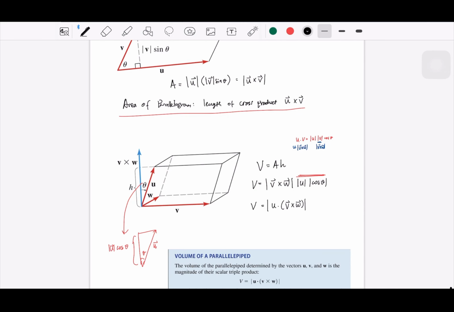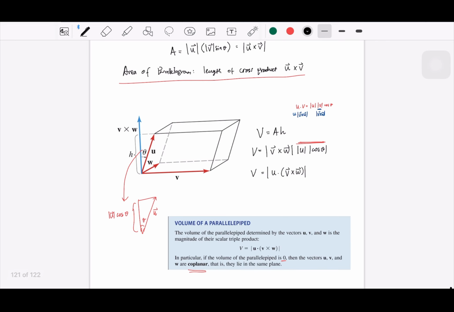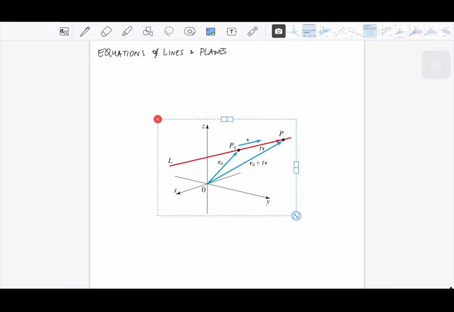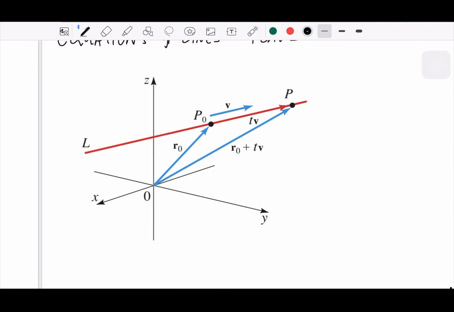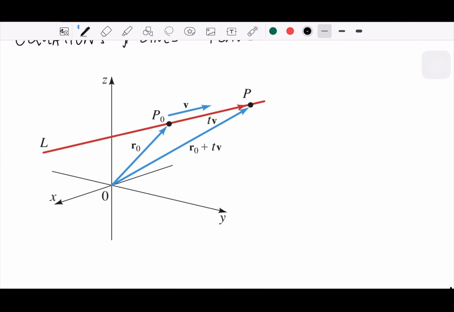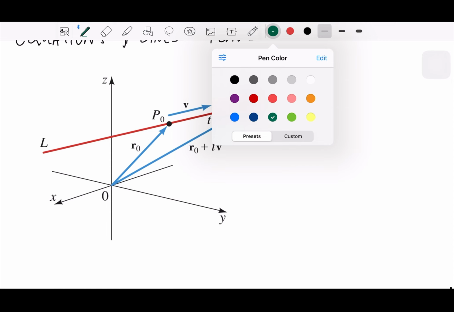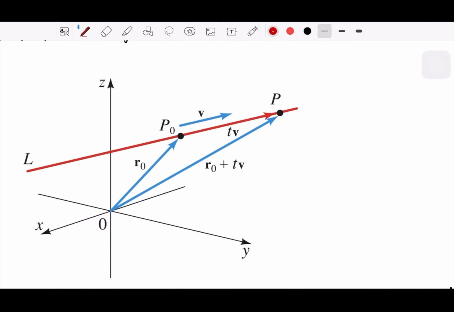So the last section of this vectors topic is about the equations of lines and planes. Let's start by giving you some illustrations. We have the three axes x, y, z, and we have a vector v that describes the movement from P0 to some point P.